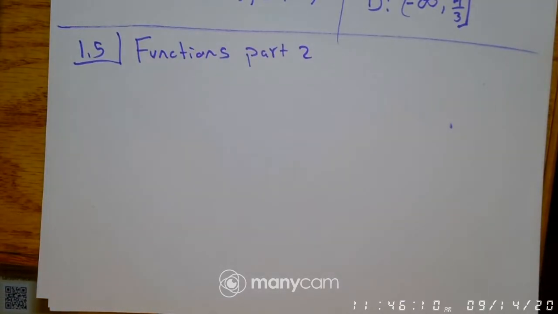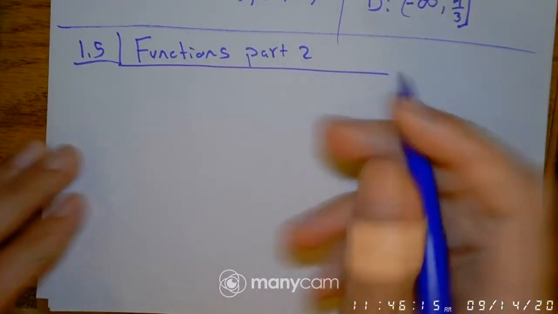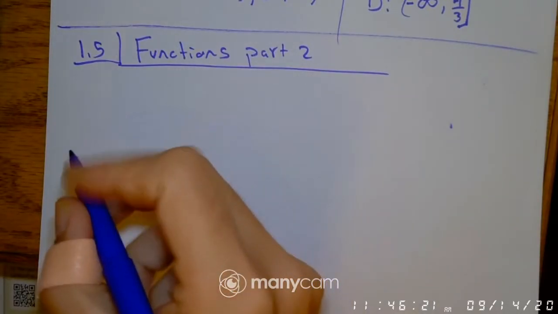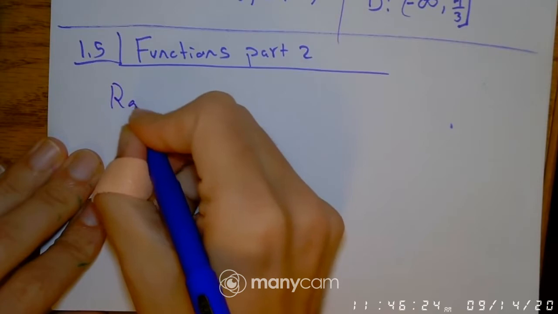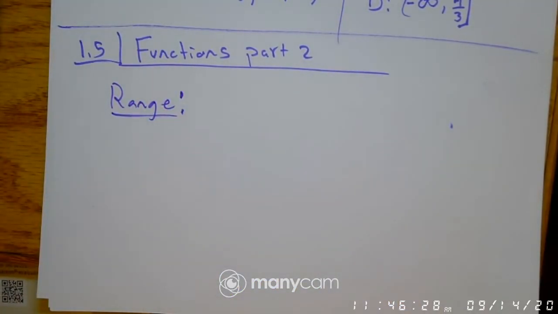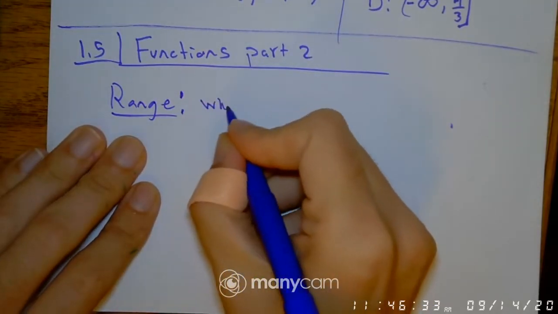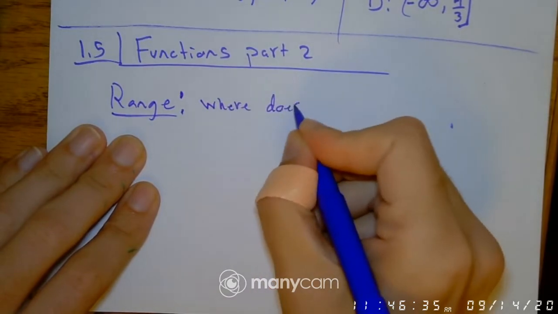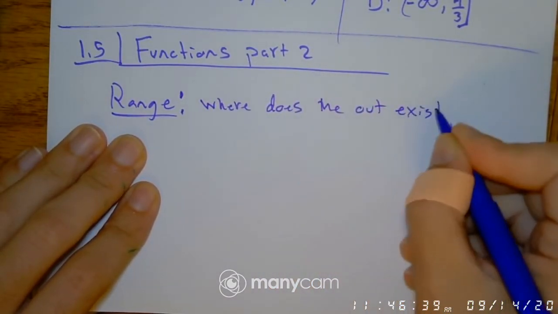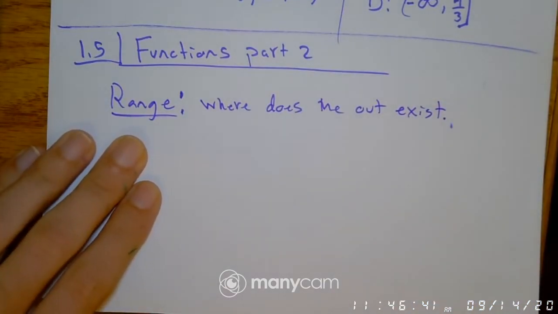Okay, I'm looking at my notes. All right. So let's talk about math, baby. Let's talk about math. Let's talk about functions. Yeah. Okay. Let's talk about range. Okay. So range is where does the output exist? Okay.